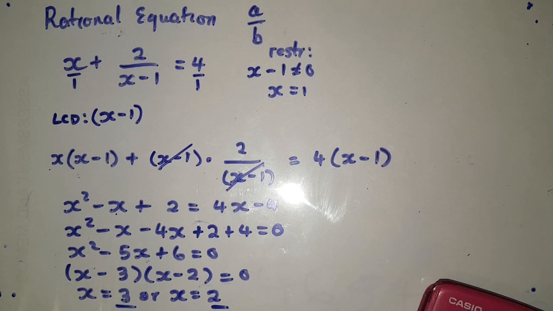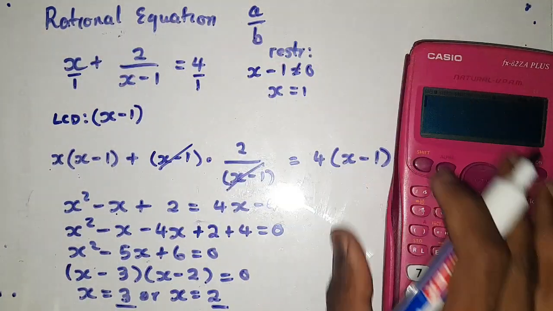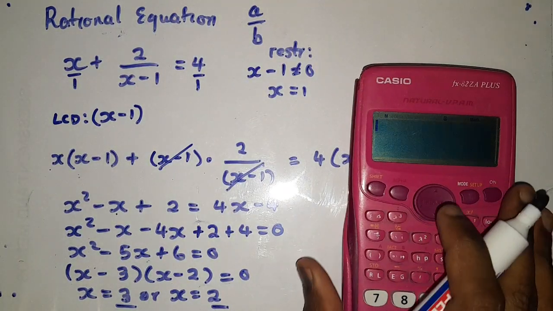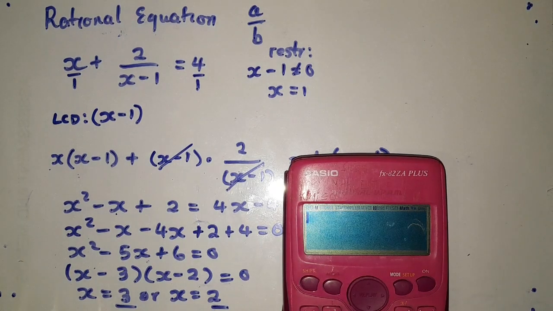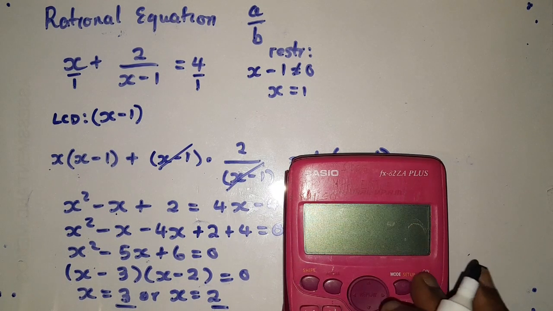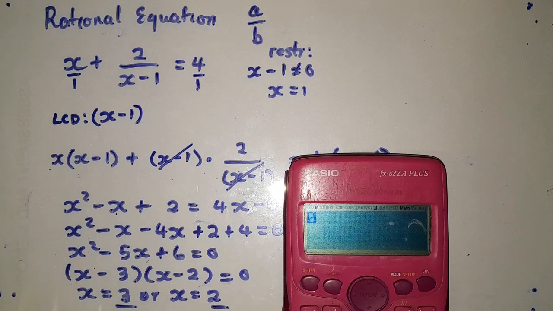Let us substitute 3 into this equation to see if we get 4. We have 3 plus 2 over 3 minus 1. We get 4. It's correct. Let us try to substitute 2. 2 plus 2 over 2 minus 1. Do we get 4? Yes, we still get 4.